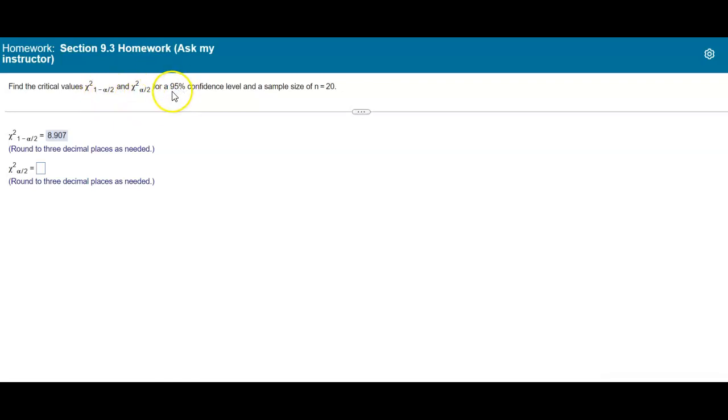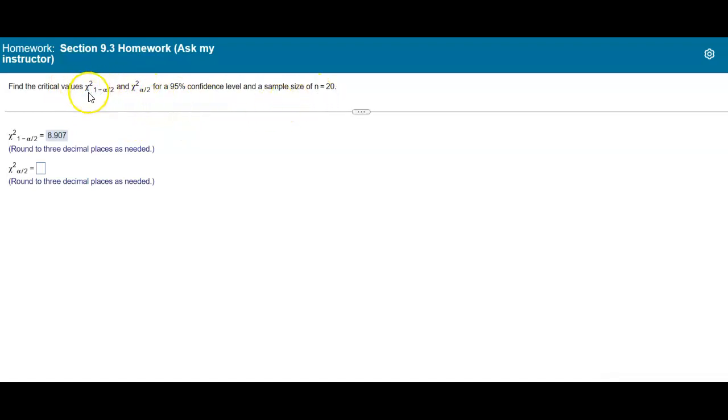So remember, 95% is the level of confidence, which means 5% is the level of significance. That's our alpha. So we're trying to go from half of that, so from 2.5% all the way up to 97.5% on the curve to figure out our critical values.